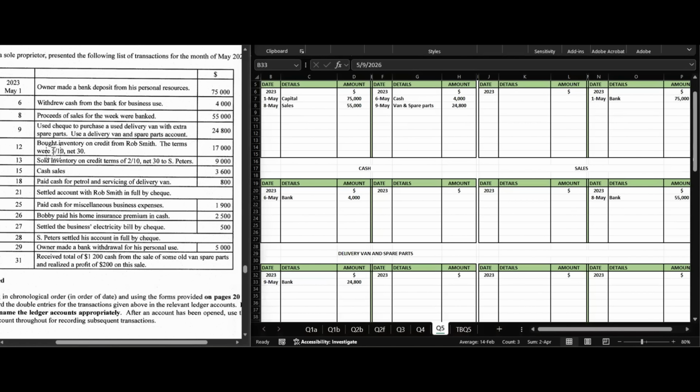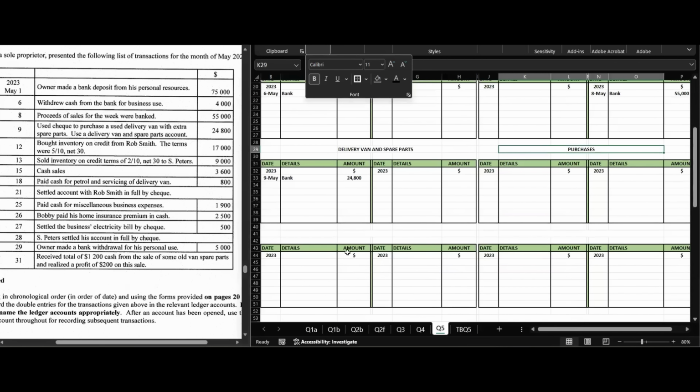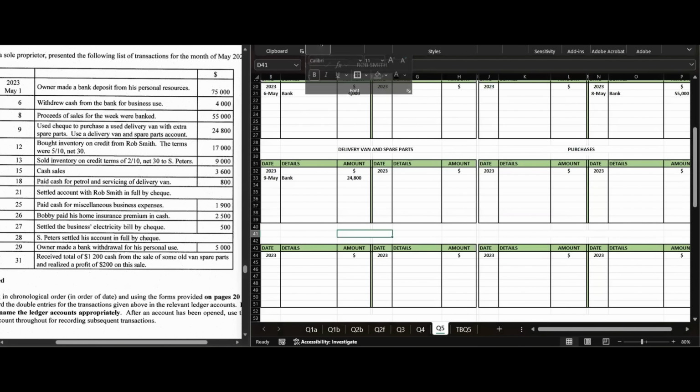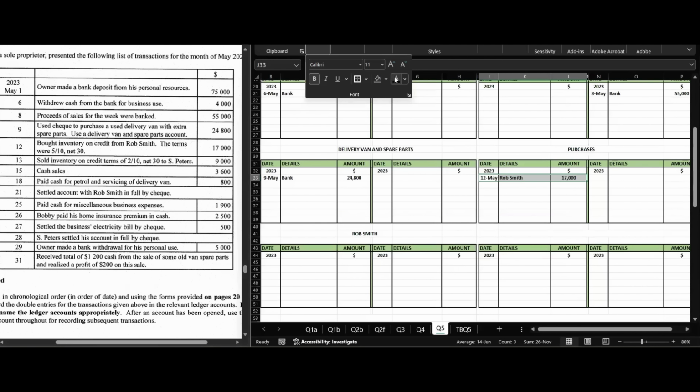Now on the 12th, bought inventory on credit from Rob Smith. The terms were 5/10 net 30. That basically means that we have 30 days to pay. If we pay within 10 days, we will get a 5% discount. Therefore, we need to have a purchases account as well as Rob Smith's account. Debit purchases, credit Rob Smith.